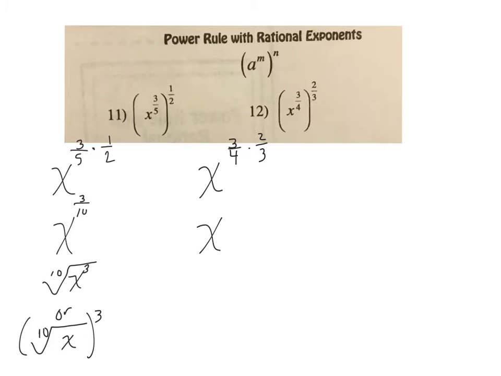I'm a canceller. 3 goes into 3 one time. Oh, that is not what I wanted to do. 3 goes into 3 one time. So 1 and 1. 2 goes into 2 once. 2 goes into 4 2 times. So x raised to the what power? 1/2. Or the square root of x. Good.